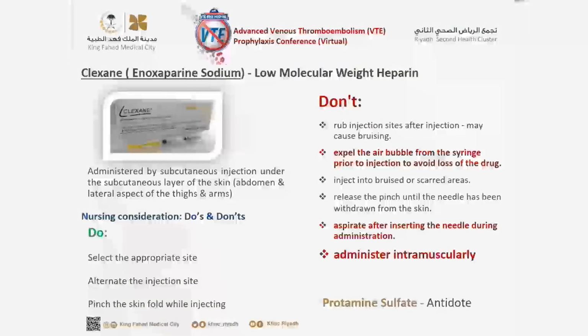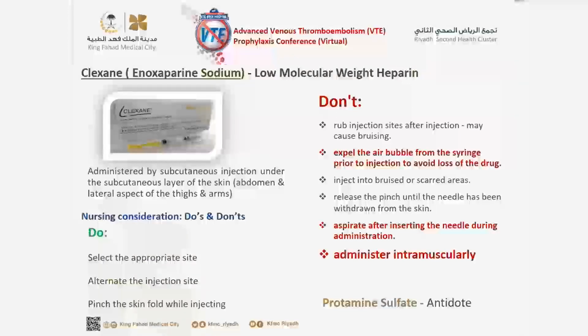For the nursing considerations here, nurses need to remember that you do need to select the appropriate site, you do need to alternate the injection site, and you do need to pinch the skin fold while injecting. Nurses also need to remember that you don't rub the injection site, as this may cause bruising. You do not expel the air bubble from the syringe prior to injection to avoid loss of the drug. You don't inject into bruised or scarred areas. You don't release the pinch until the needle has been withdrawn from the skin. You don't aspirate after inserting the needle during administration, and you certainly don't administer this intramuscularly.